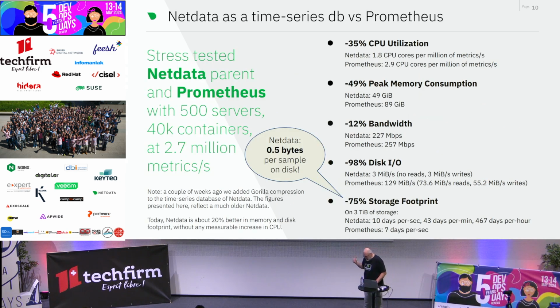Now, we stress tested this against Prometheus. We installed both of them per second, with 2.7 million metrics, 40,000 containers, 500 servers. And this is what we got. 35% less CPU, half the memory, less bandwidth, almost no disk I/O compared to Prometheus. And we have an amazing half a byte per sample on disk. Half a byte. Prometheus has 2 point something.